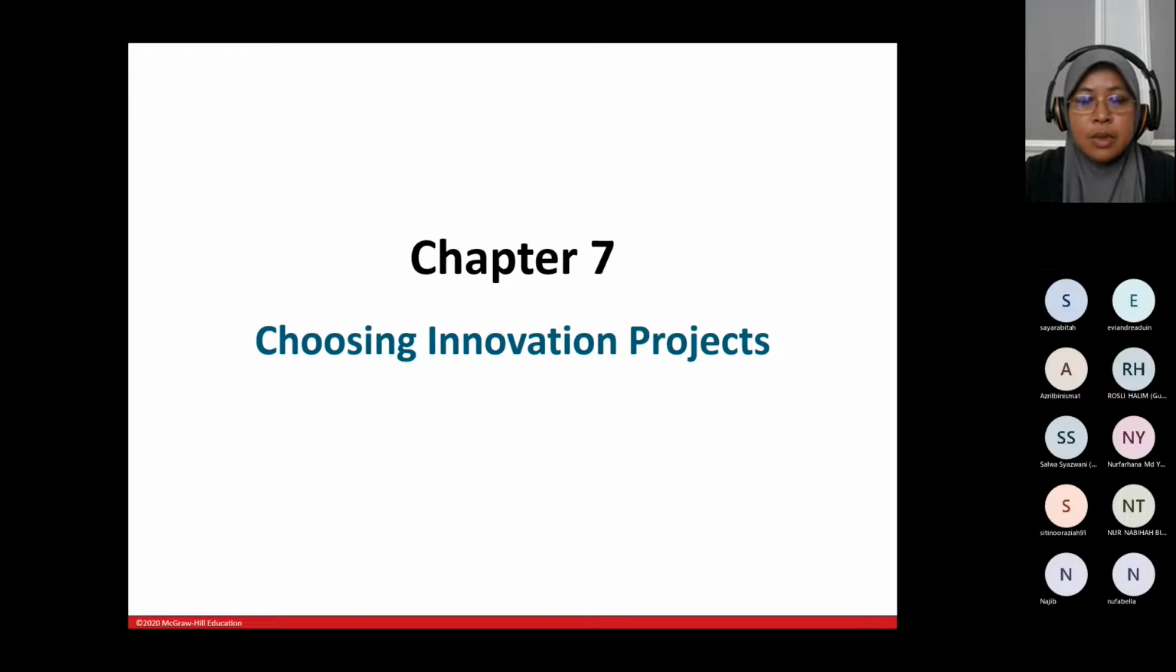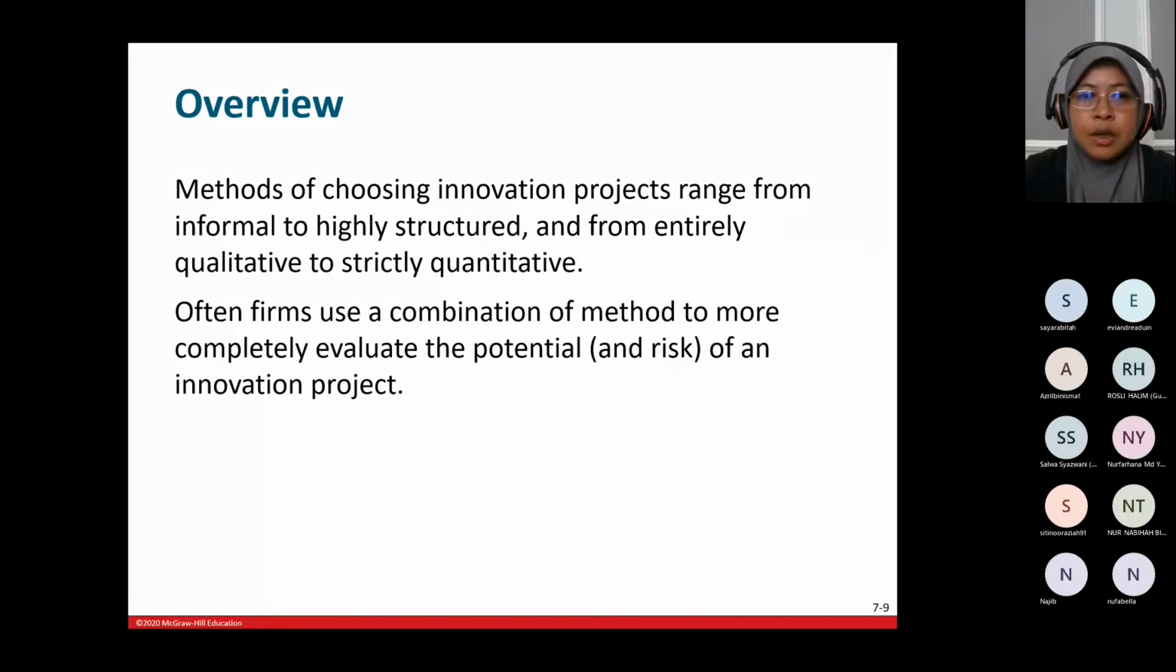So this chapter will give some highlight on what kind of analysis or activities, or what we call steps, okay, precautions that a firm can do to choose the innovation project. Methods of choosing an innovation project range from informal to highly structured, and from entirely qualitative to strictly quantitative. Other firms use a combination of methods to more completely evaluate the potential and risk of an innovation project.